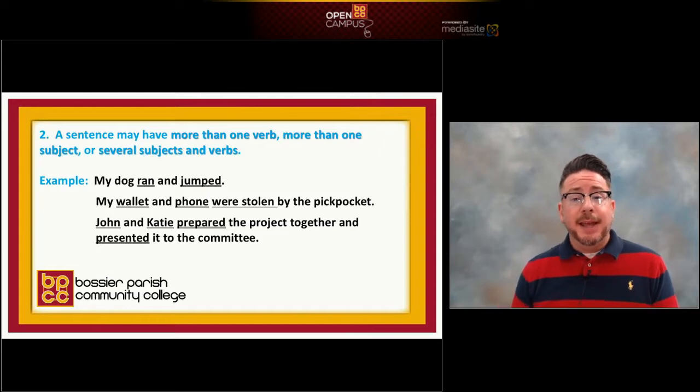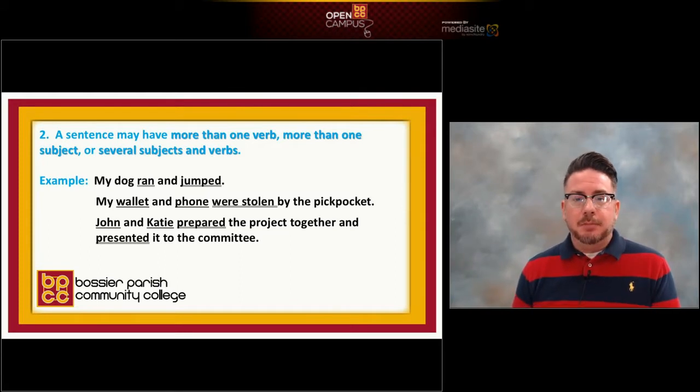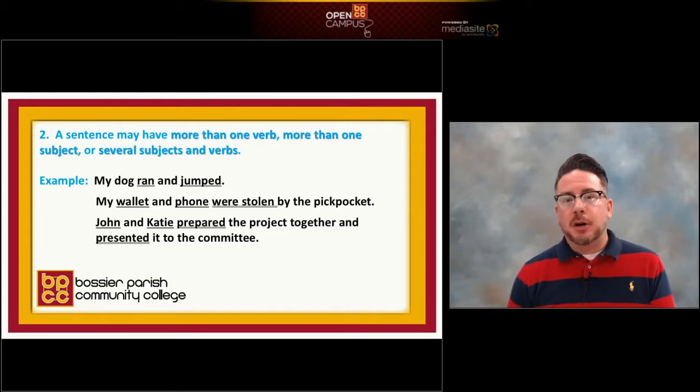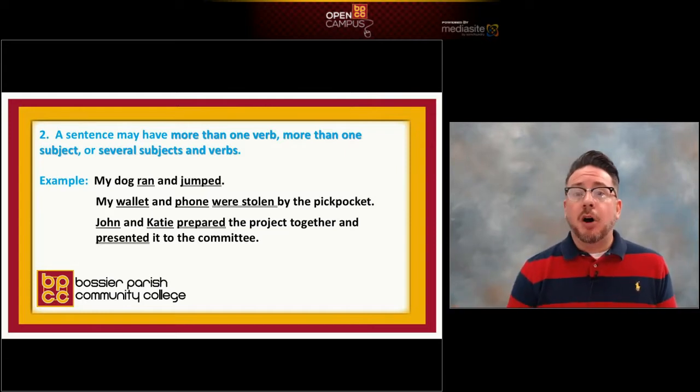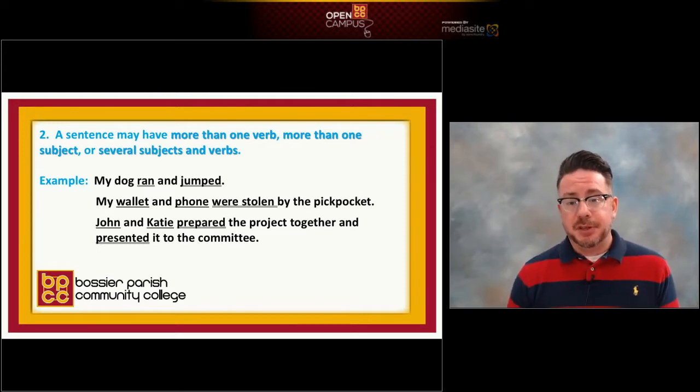A sentence can have more than one verb. It can have more than one subject. It can even have several subjects and verbs. So let's take a look at some examples of how that happens. My dog ran and jumped. Who is that sentence about? A dog. So dog is our subject. Ran and jumped is what the sentence is saying about the subject.